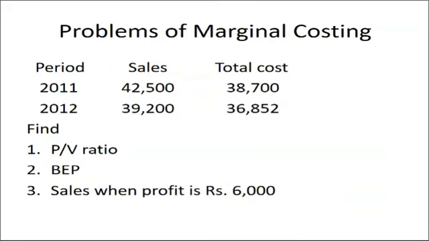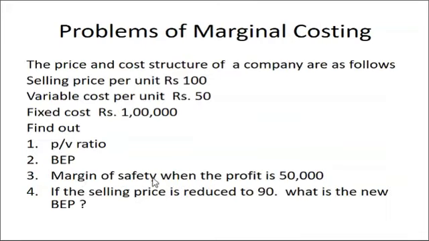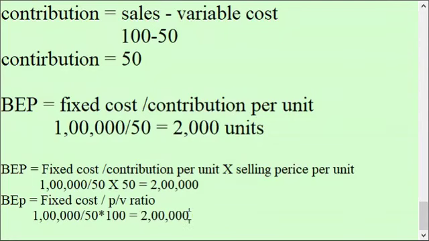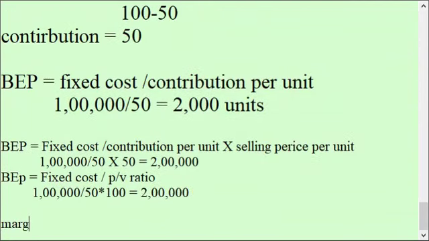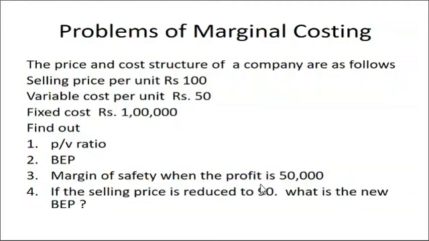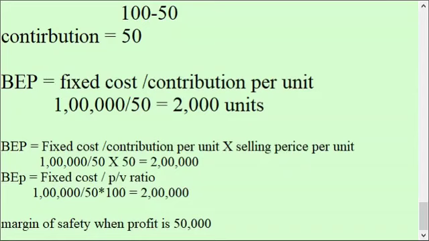Okay, so now we have calculated BEP. Next, margin of safety when the profit is rupees 50,000. I will write this one. After that, we'll discuss margin of safety when profit is 50,000. Is it the same? We'll cross check.